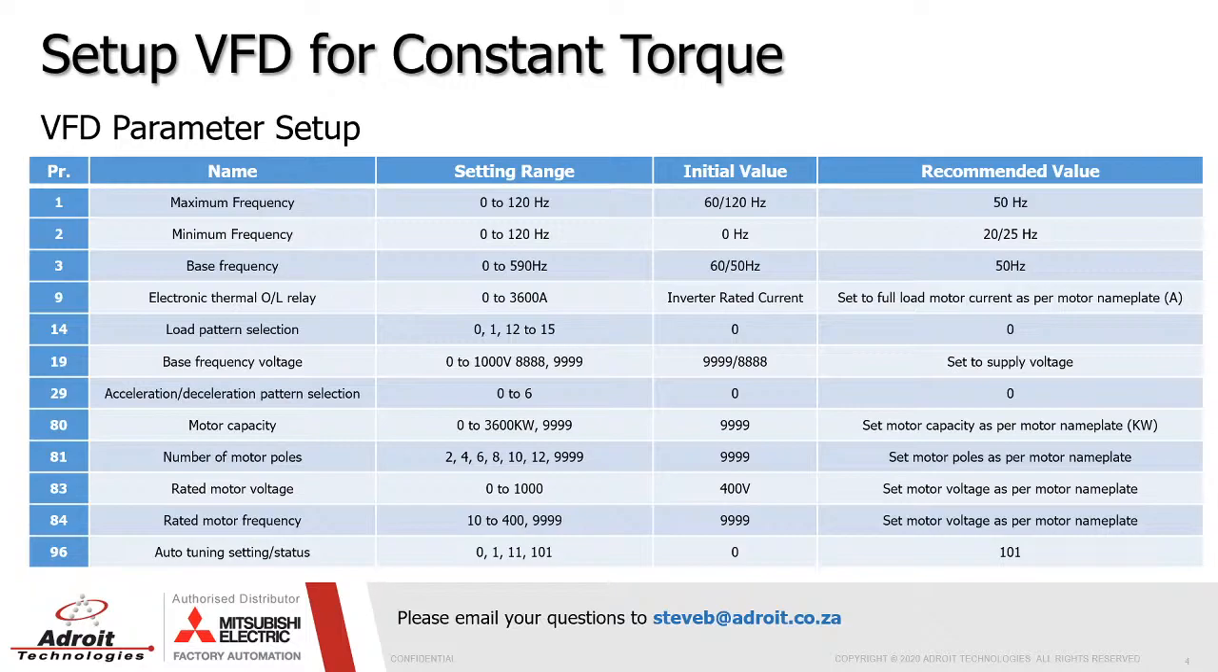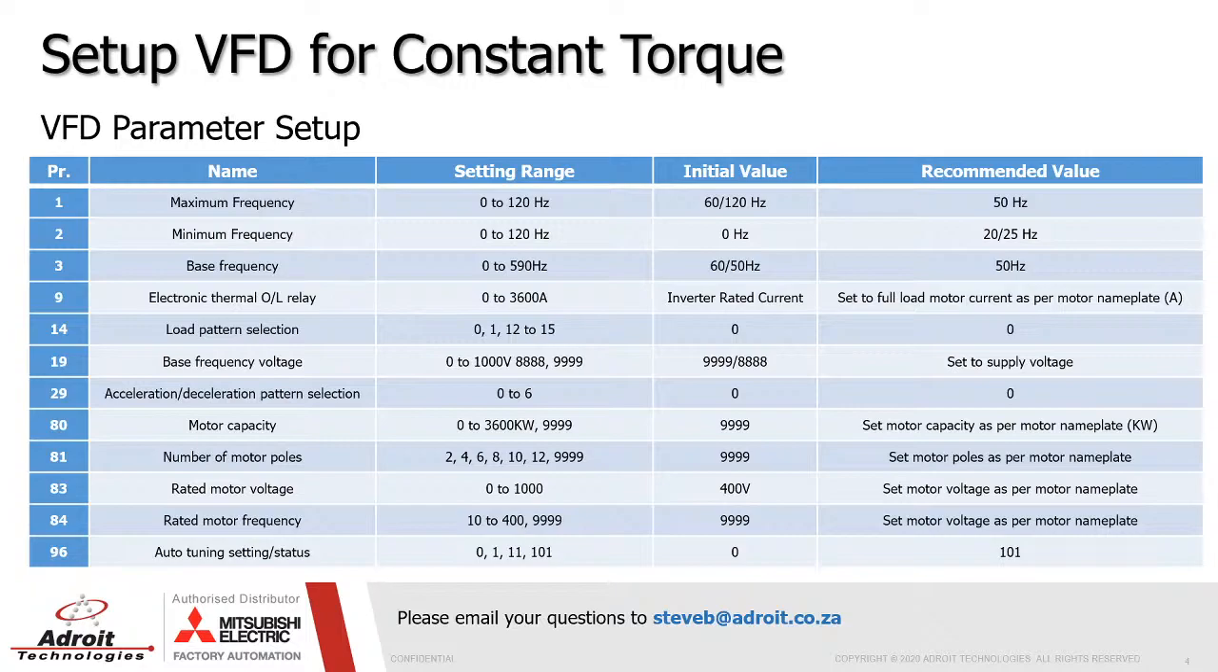Our base frequency voltage, which is parameter 19, will be the supply voltage that's applied to the VFD. So if you measure 380 volt on your supply voltage, you'll put in 380 volts. If you measure 400 volt, you're going to put in 400 volt. Next up is parameter 29, and that will be our acceleration and deceleration pattern selection. And for constant torque, we're going to leave that at 0.